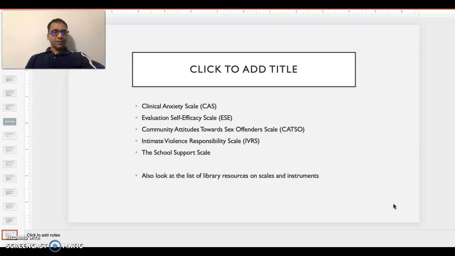So we have seen in today's presentation the important aspects to think about when we design a measurement scale, and also, if we are thinking about using existing scales, what parameters we need to be mindful of. So thank you so much.